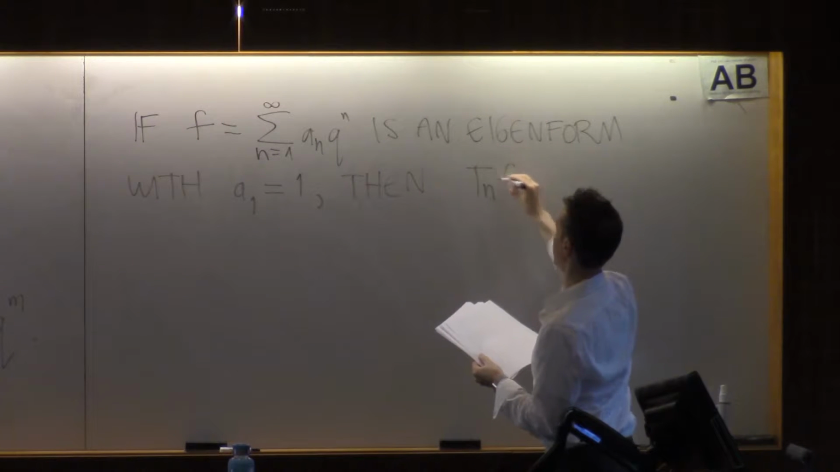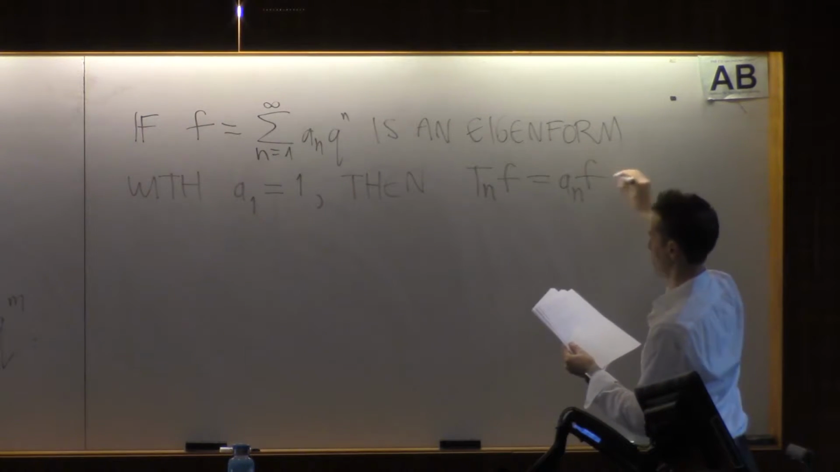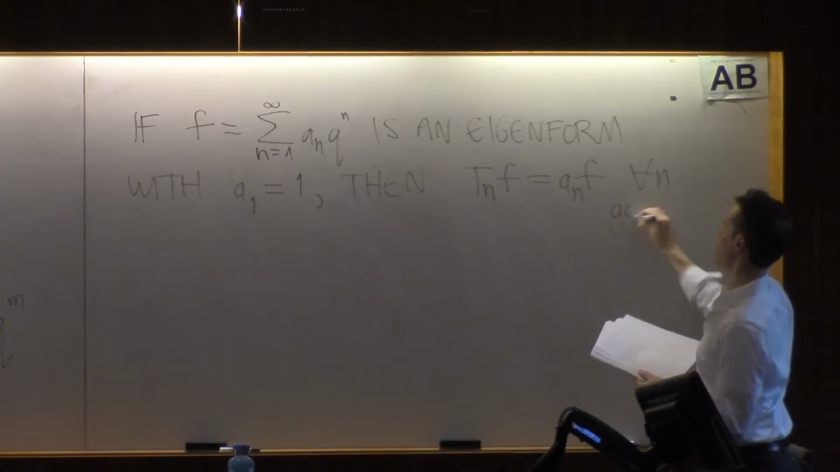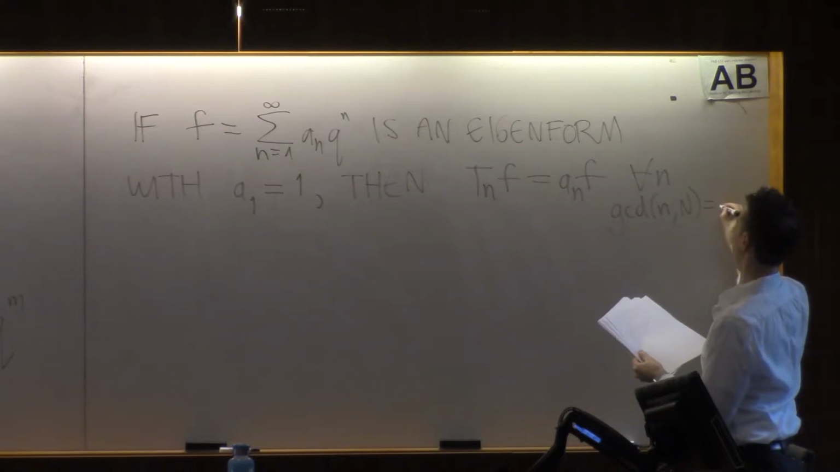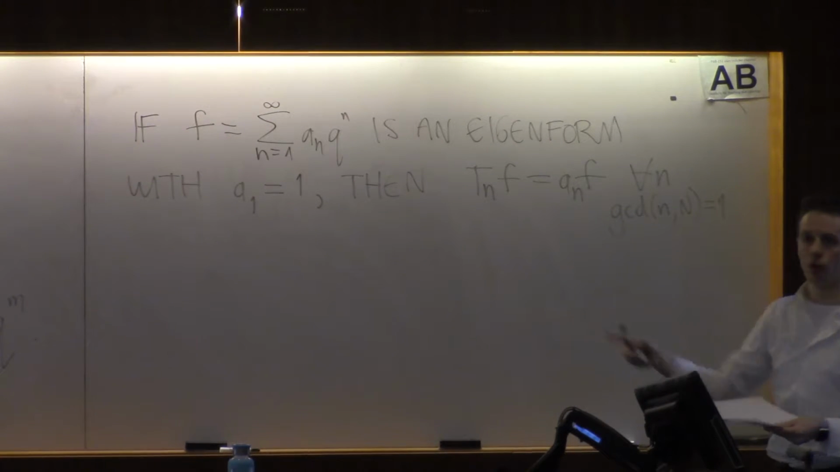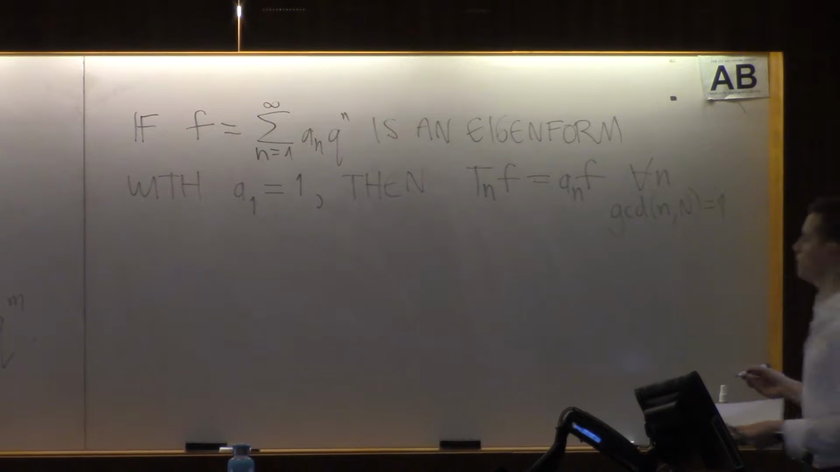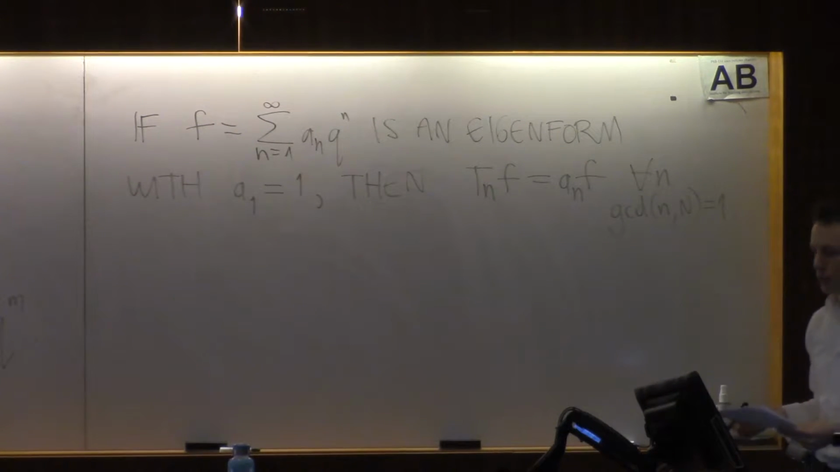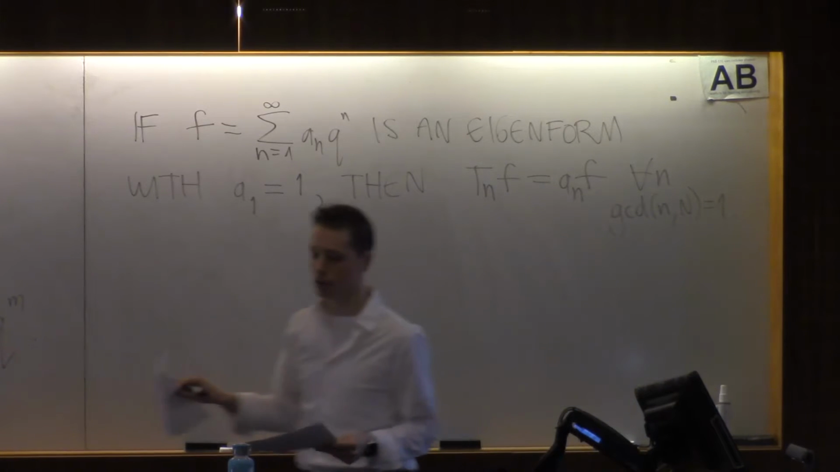Then your Tn of f is An of f for all n, still with this condition GCD(n, N) equals 1. So that follows from the formula that we just wrote down. I think what I've given you is enough to verify a lot of these properties yourself.